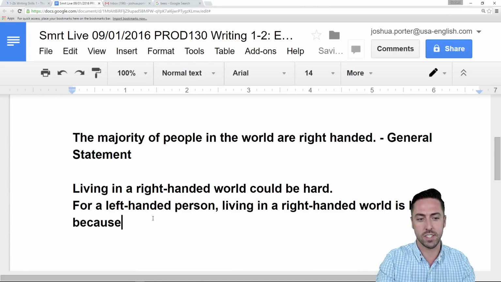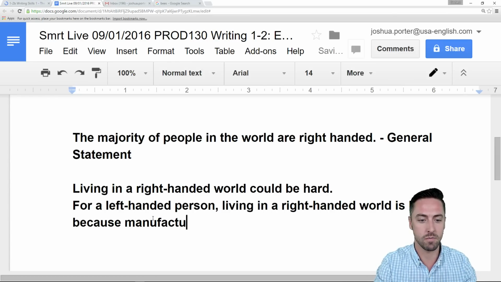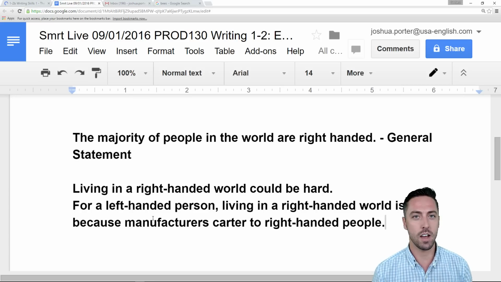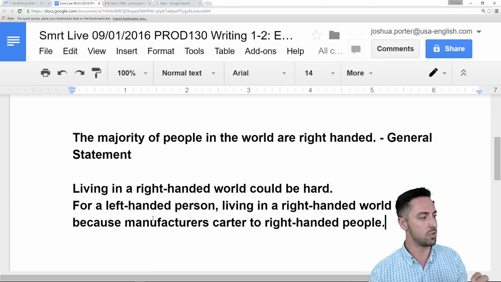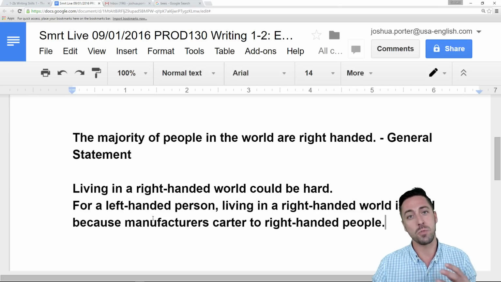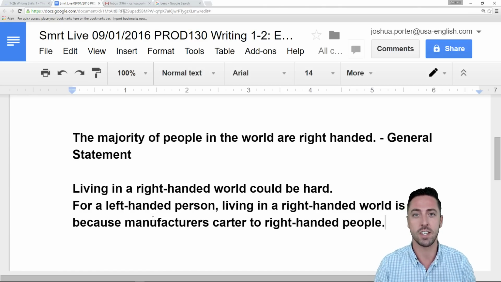So that would be a good, specific argument to make, and you could include that in your thesis statement. So we could add that right now. We could say, for a left-handed person, living in a right-handed world is hard because manufacturers cater to right-handed people. I'm really glad you added that, and you two students working together from different countries with me have created a strong thesis statement. If a student came to me and said they wanted to write on this topic, I would be very excited to read their essay and the research that they do to prove this thesis statement.